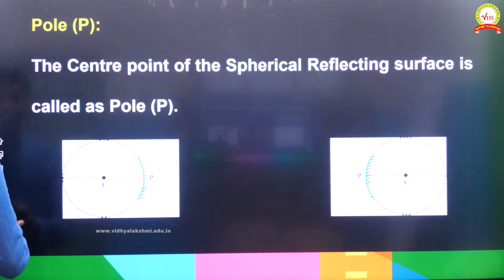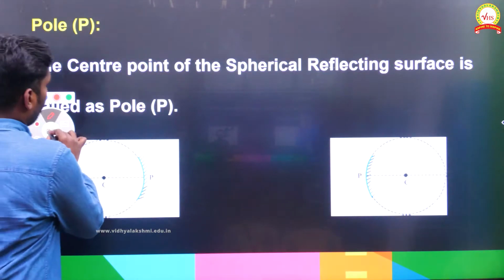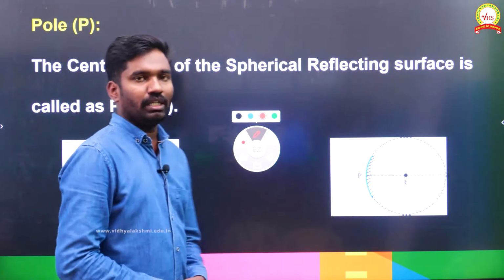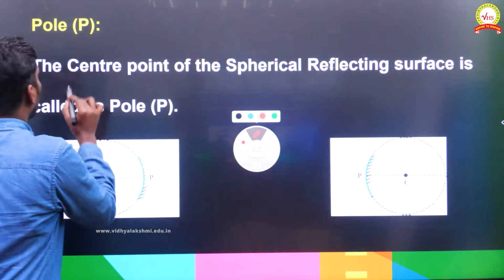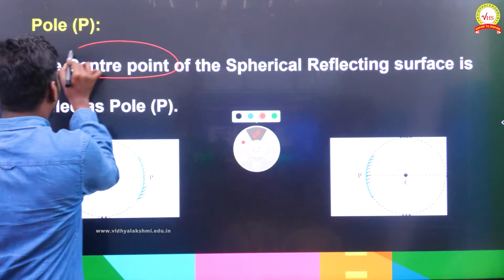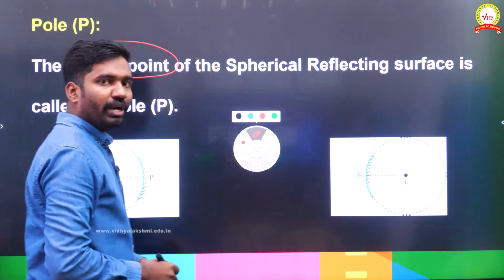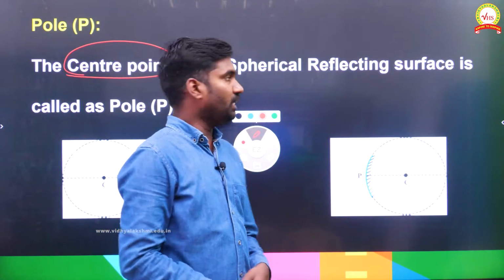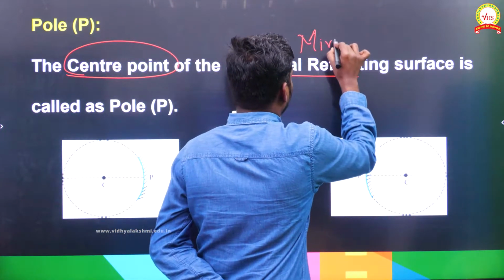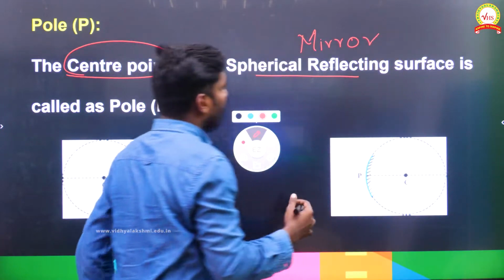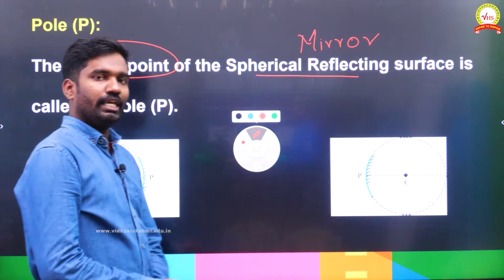So first, what is the meaning of the word pole? Where is it going to be located in the spherical mirror? The pole is located on the spherical mirror at the center point. Clear? So the center point of the spherical reflecting surface, or else simply we can call it the mirror. So the center point of the spherical reflecting surface of the mirror is called the pole.